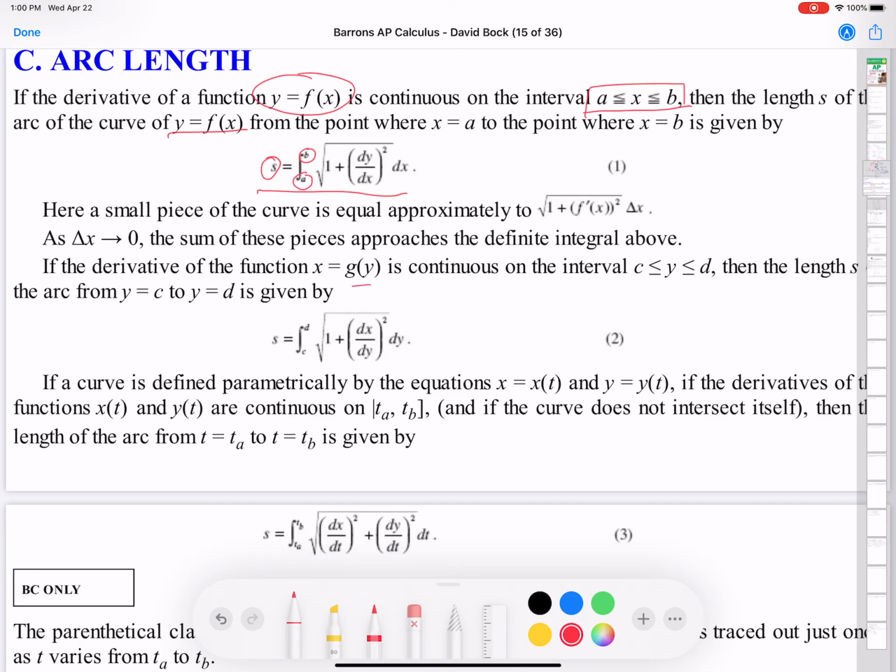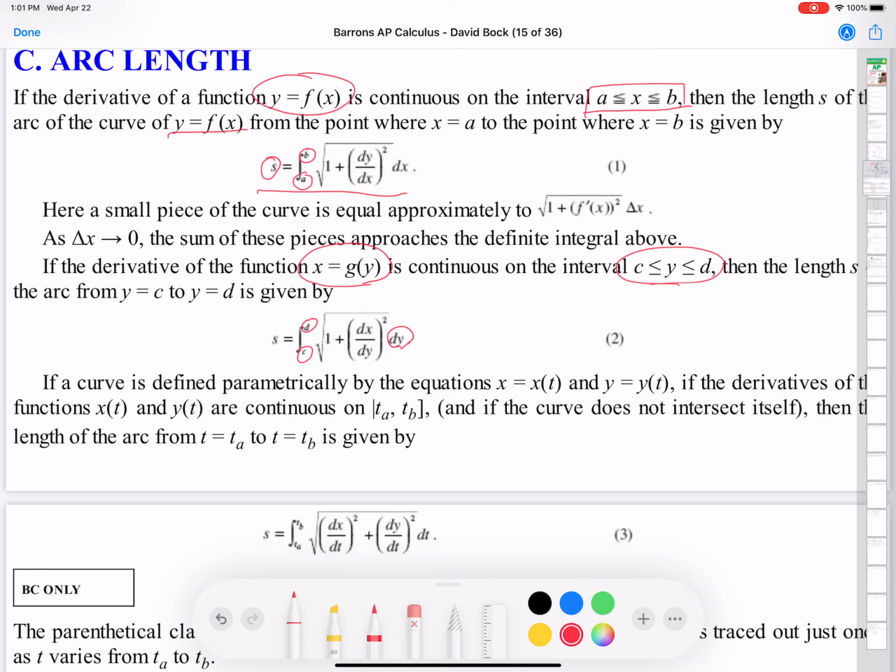Second type of problem is what? Just x equals g(y). So a function in terms of y is given, then we're going to find the length s of the arc from y equals c to y equals d. The c and d are y values, right? So the y interval is given and the y function is given, and then find the arc length. S equals the integral from c to d, those two numbers y values. This a and b was x values. This time c and d should be y values, and dy. Square root of 1 plus, we use (dy/dx) squared, right?